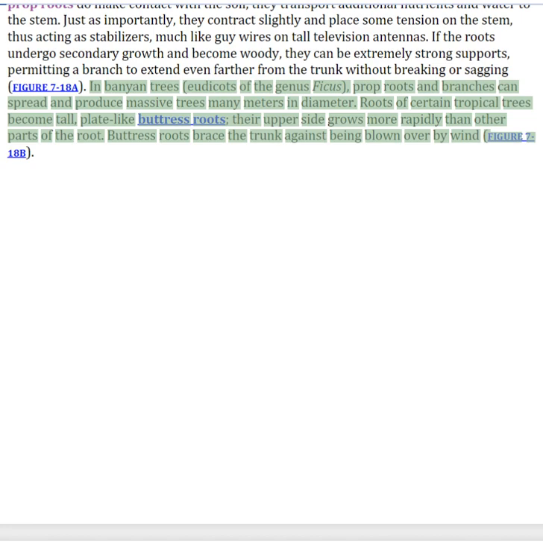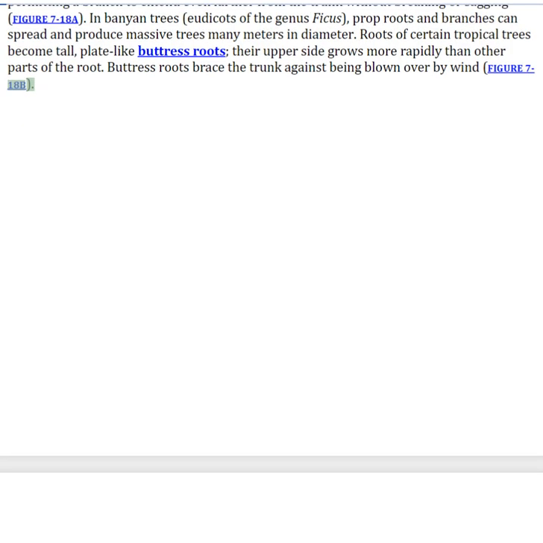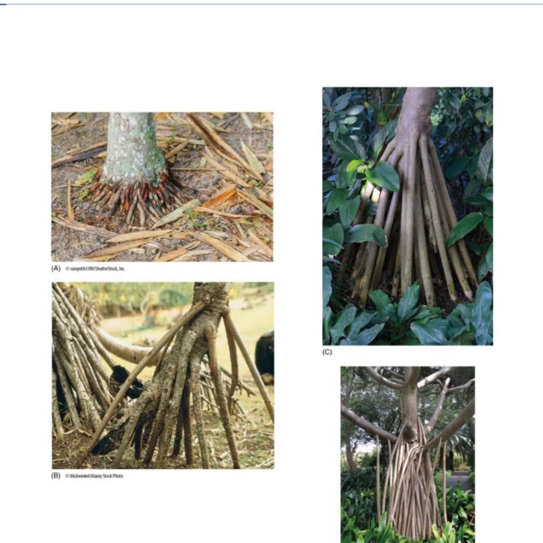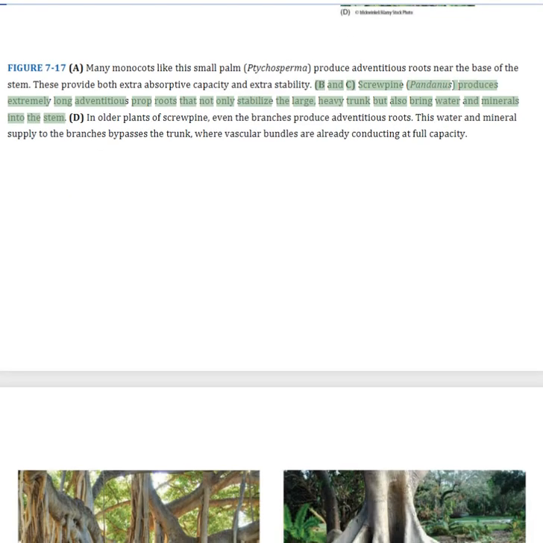Figure 7:17. Many monocots like this small palm produce adventitious roots near the base of the stem. These provide both extra absorptive capacity and extra stability. Screw pine produces extremely long adventitious prop roots that not only stabilize the large, heavy trunk but also bring water and minerals into the stem.